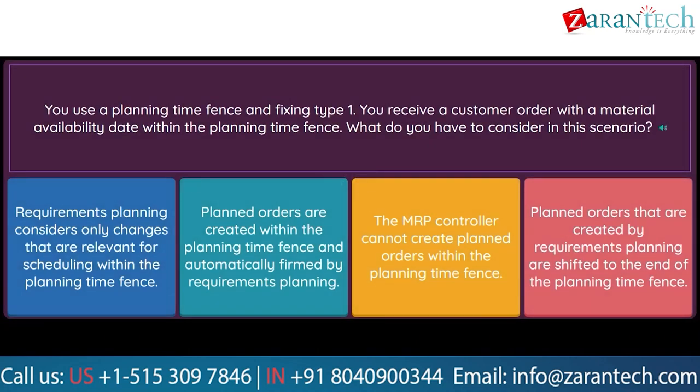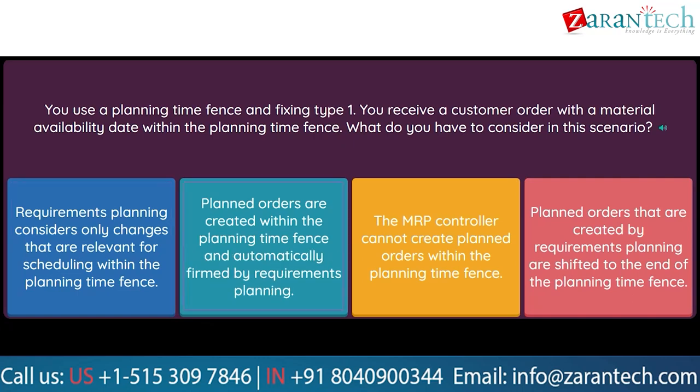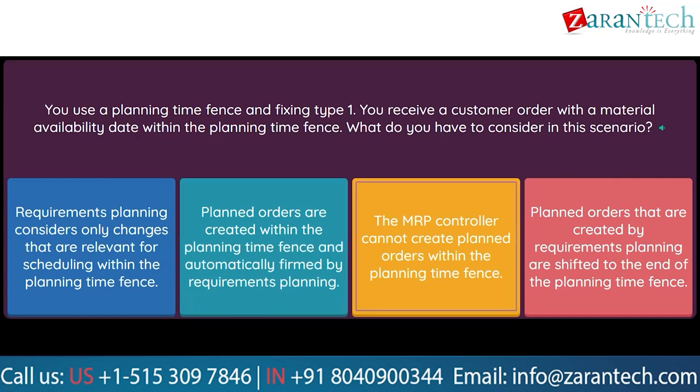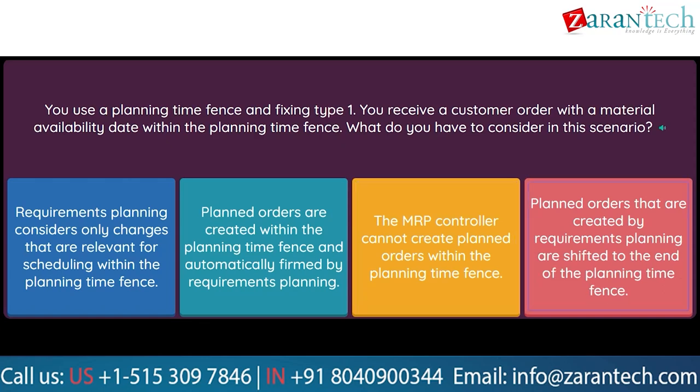Question: You use a planning time fence and fixing type 1. You receive a customer order with a material availability date within the planning time fence. What do you have to consider in this scenario? Option 1. Requirements planning considers only changes that are relevant for scheduling within the planning time fence. Option 2. Planned orders are created within the planning time fence and automatically firmed by requirements planning. Option 3. The MRP controller cannot create planned orders within the planning time fence. Option 4. Planned orders that are created by requirements planning are shifted to the end of the planning time fence.